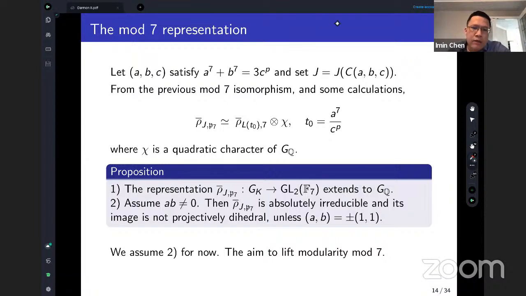And that is the first step to allow us to prove modularity, because we know by Serre's conjecture or by modularity of elliptic curves over Q, we know that the right-hand side is modular, and that shows that this residual representation is modular. And then using modularity lifting, we show that the p-adic representation, or the 7-adic representation, of J is modular.